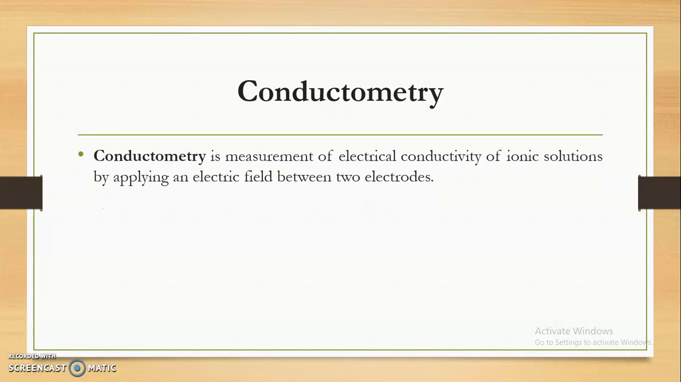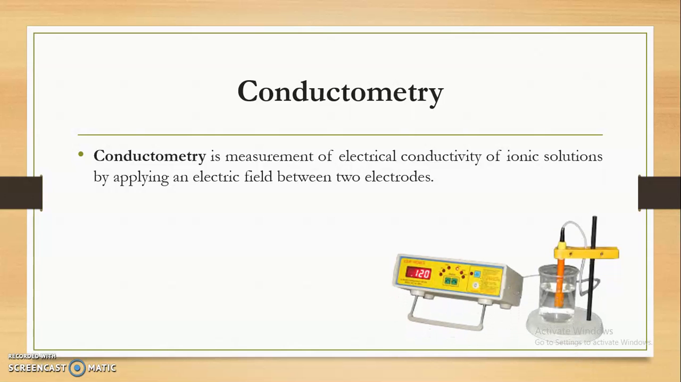Conductometry is the measurement of the electrical conductivity of an ionic solution, which means conductance is measured. Conductance is measured in the ionic solution by applying an electric field between two electrodes. Conductance is nothing but the reciprocal of the resistance. This is the typical diagram. Here also we use electrodes dipped in the sample solution, and depending upon the different ions present in the solution, the conductance can vary.